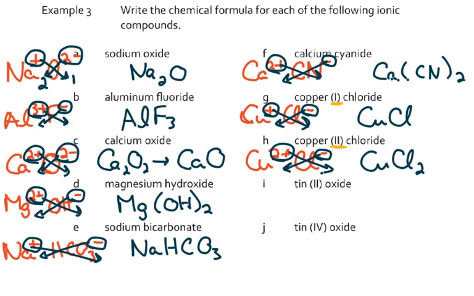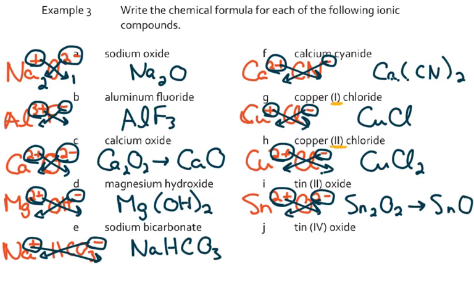In I, we have another element that has multiple possible charges. That would be tin. We've been told straight away that it's a +2 by the 2 in Roman numerals. So tin, Sn, has a +2. Oxide came from oxygen, which is a -2. Crisscross. We would have Sn2O2, but since we can reduce while we're doing that, we would have SnO.